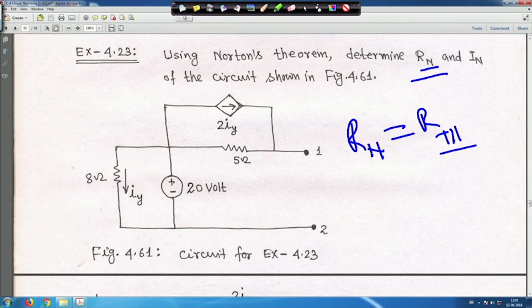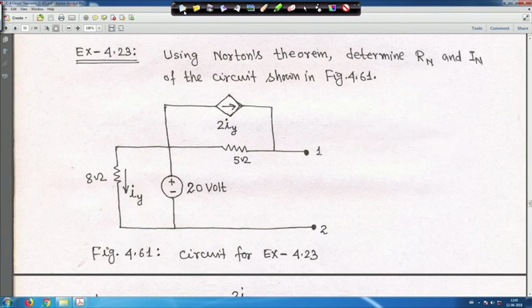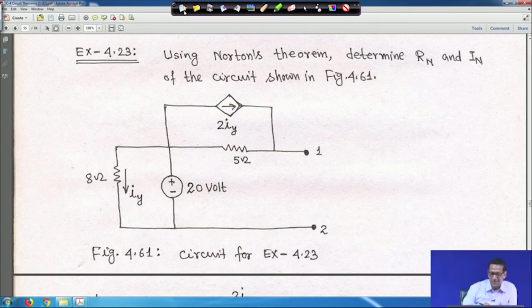We have discussed so many problems, so now understanding the things will be easier. First thing is that when you have dependent sources in the network, you just cannot turn them off. Only independent sources can be turned off.